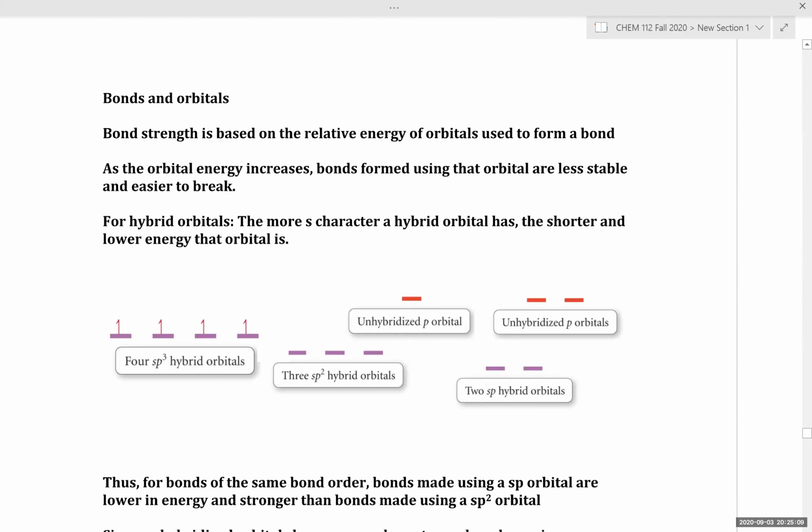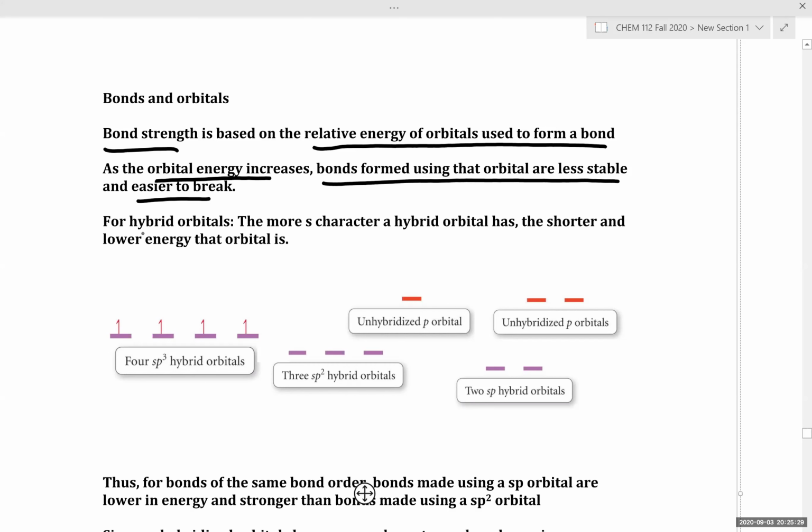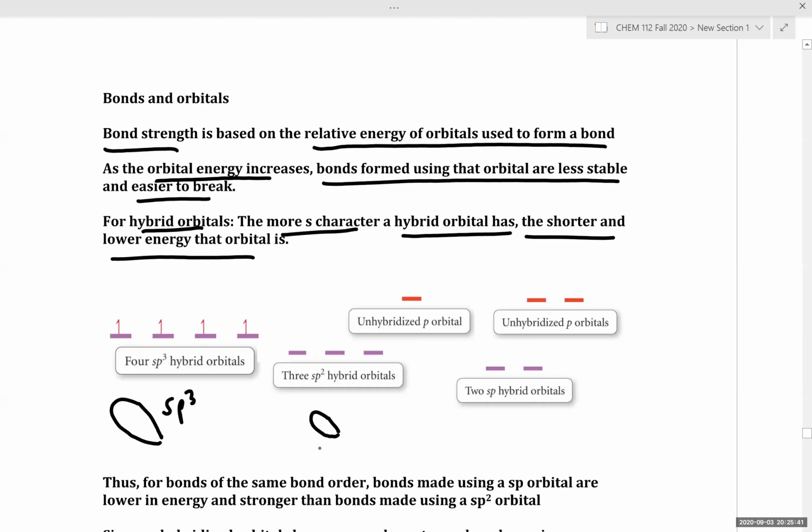So when we talk about bonds and orbitals, remember how we said bond strength is based on the relative energy of orbitals used, right? High energy orbitals, large orbitals, weak bonds. So as orbital energy increases, bonds formed using that orbital are less stable and easier to break. So for hybrid orbitals, the more s character a hybrid orbital has, the shorter and lower energy that orbital is, right? So if we think about it, sp3, long, sp2, it's a little shorter and a little bit fatter. And sp orbitals are really short and really fat.